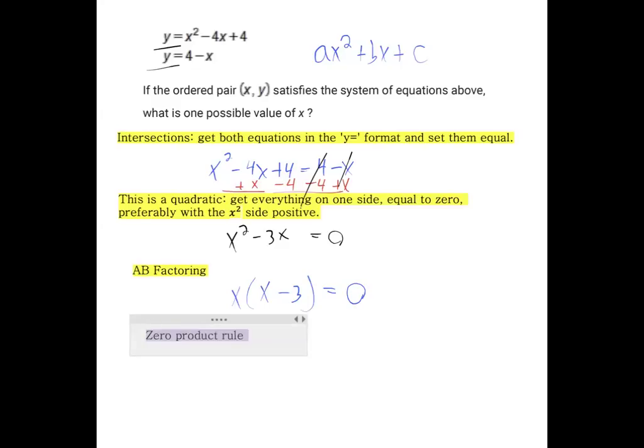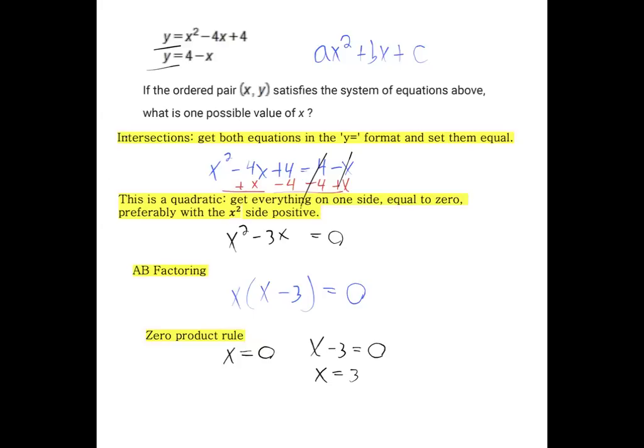if these two items multiply to 0, that could only have happened if one of them were 0. So according to the zero product rule, you set them both equal to 0. So this equals 0 and this equals 0. And if you solve this out, you get 3. Add 3 to both sides there. So our answers are 0 and 3.